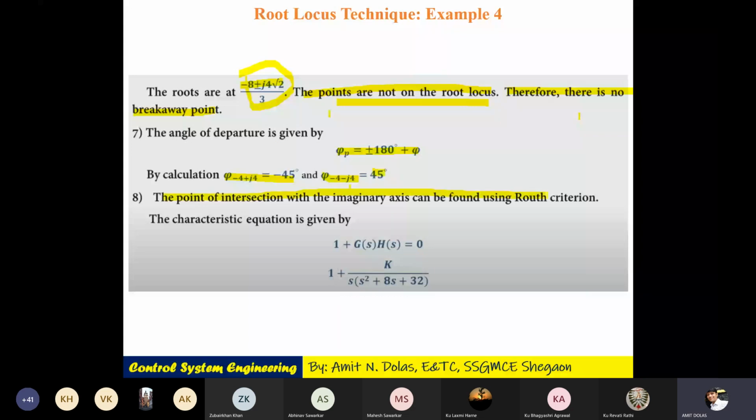Why do we have to find it? Because now we know the roots are not moving. Its breakaway point is not on the root locus. So your root locus will move somewhere else and it will cross the imaginary axis in this case. That's why we have seen rule number 8 and 9. It is taking time to change the PPT, that's why I'm waiting for it.